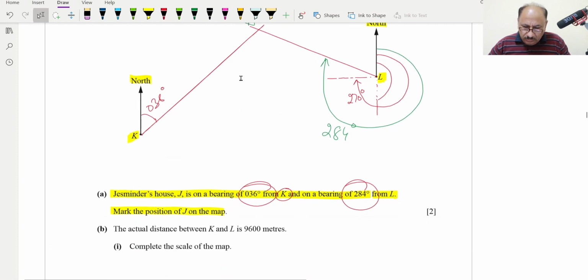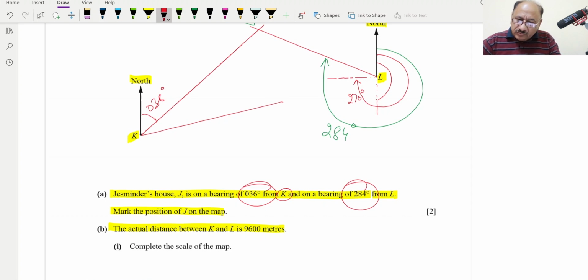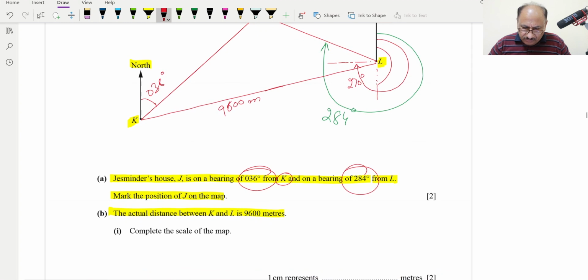Now the actual distance between K and L is 9,600 meters. Complete the scale on the map. This is basically the actual distance which we can identify. This is the distance, 9,600 meters, and we have the actual distance between these two.